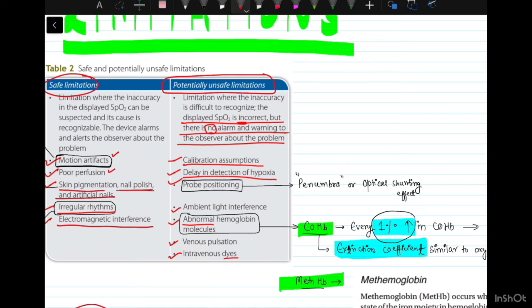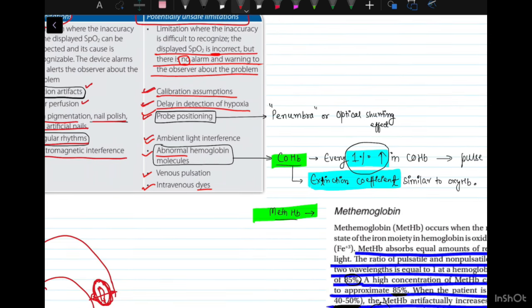Then there are potentially unsafe limitations. Let's talk about them. There are calibration assumptions, delay in the detection of hypoxia, probe positioning, ambient light interference, abnormal hemoglobin, venous pulsation and intravenous dyes.